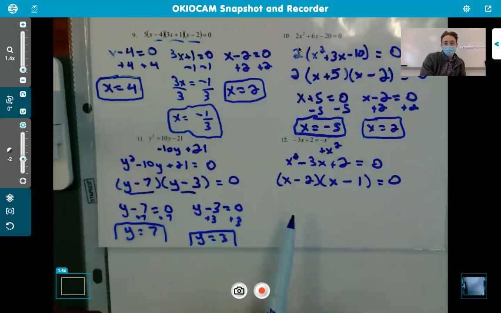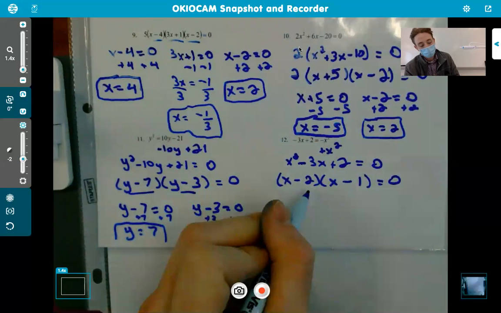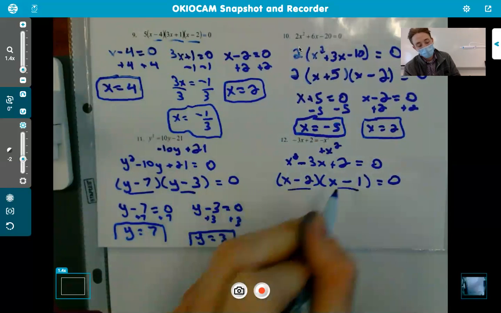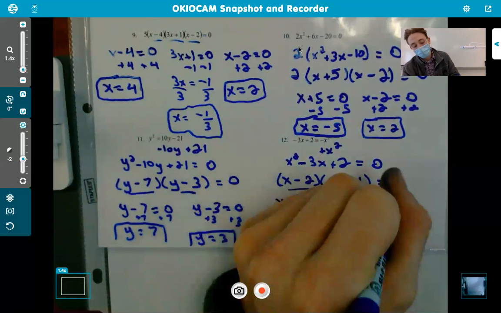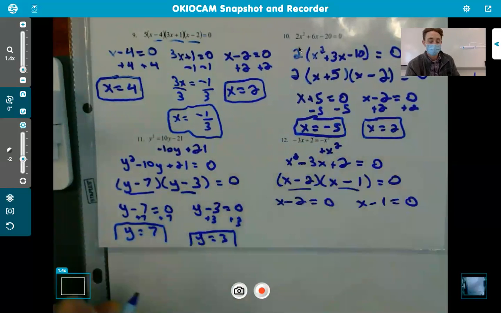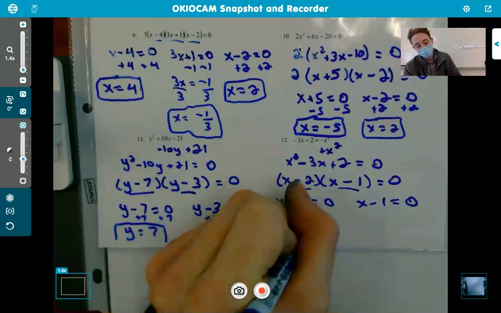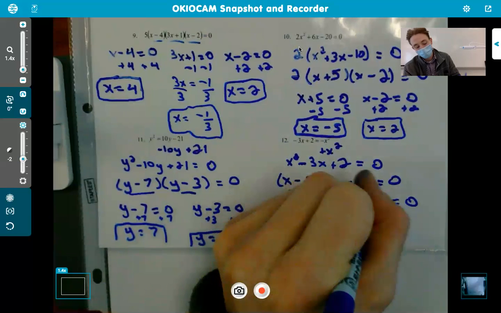I got x minus 2, x minus 1. What do I have to do with each of those factors? Right, so each of these equal to 0. And what are my two solutions then to these equations? X equals 2 and x equals 1.